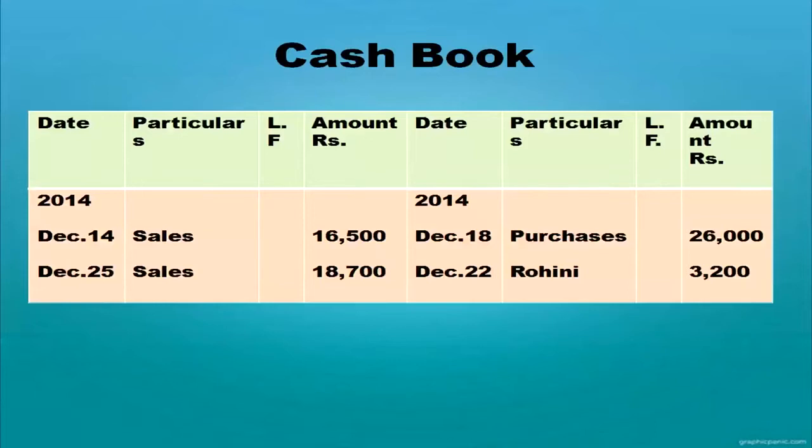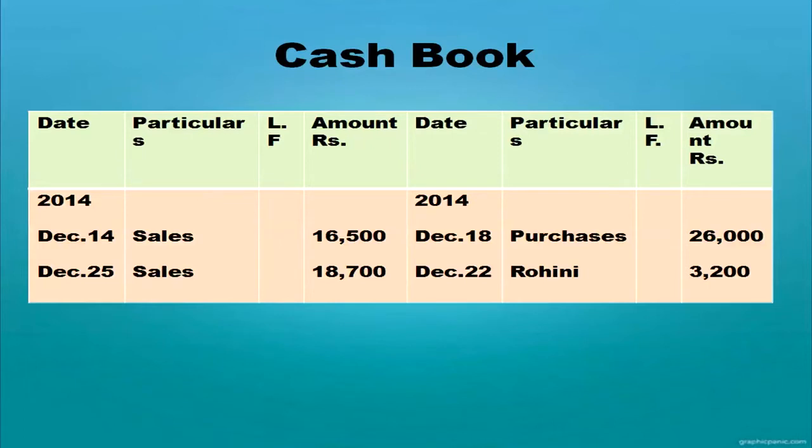In the cash book, December 14th, cash sales made. Cash account debit to sales. That is receipt of money. As a result of sales, cash is coming inside the business. So cash account debit to sales, and in the cash book you are posting it on the debit side.